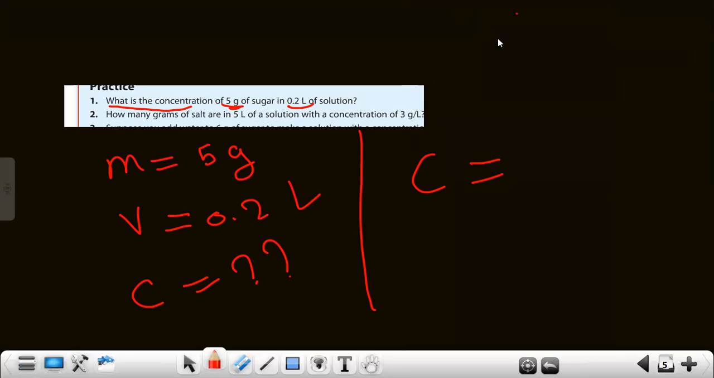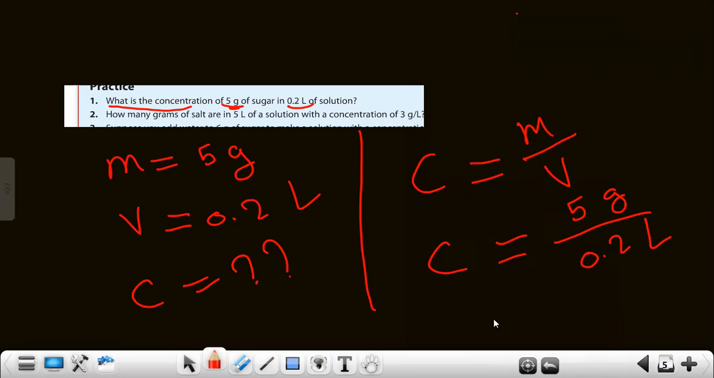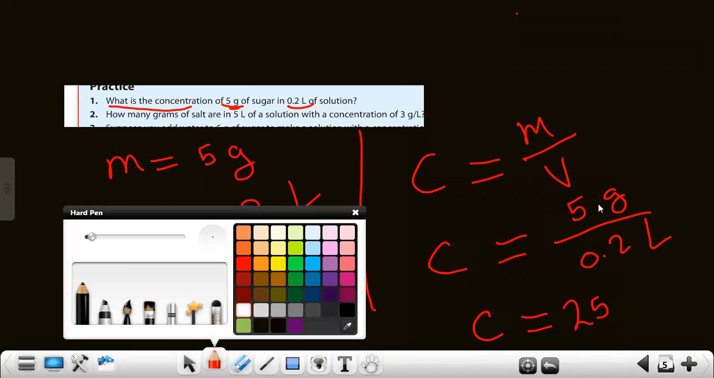C equals what? M over V, or M times V, or V over M? M divided by V. Yes. So C equals M divided by V. What is the value of M? 5 gram. Excellent. What is the value of volume? 0.2 L. So what was the final answer? 25.